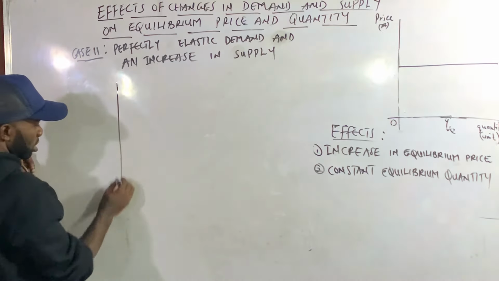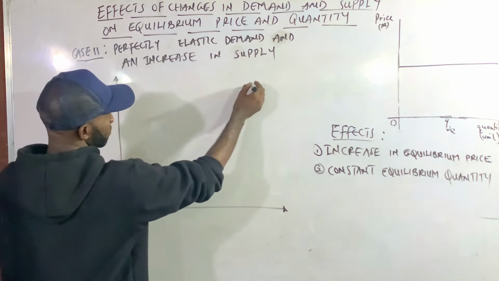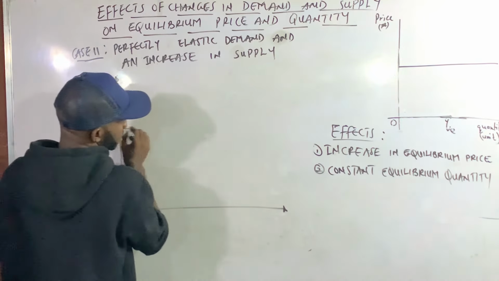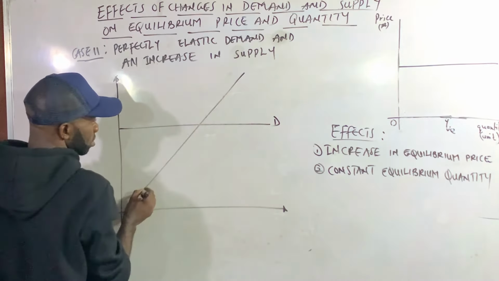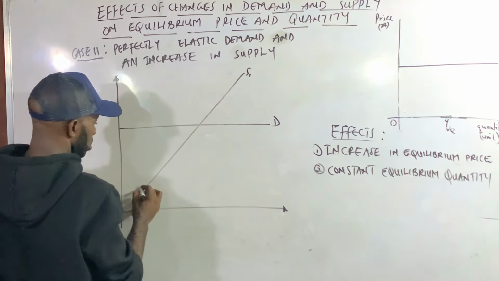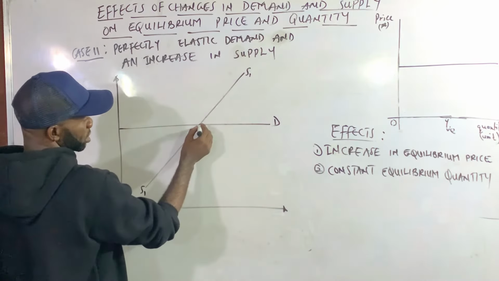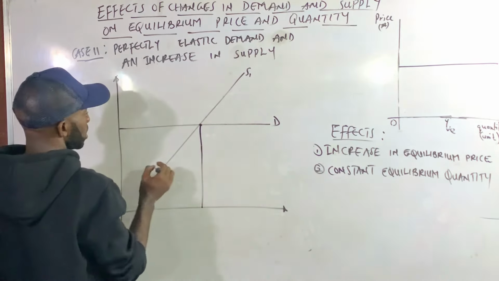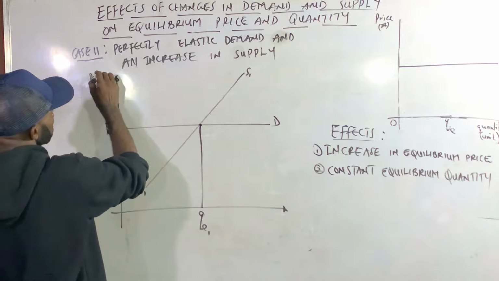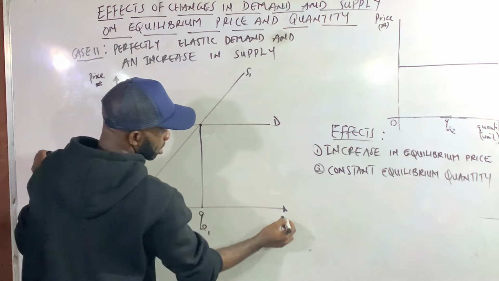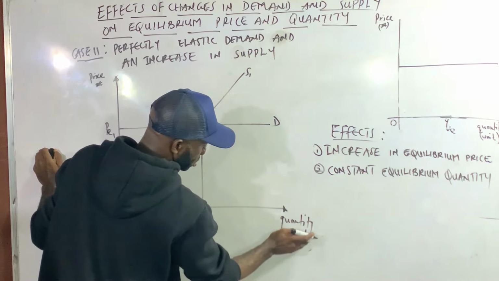Don't forget, it's still part of the special cases. And I will have a demand curve that's established in this form, and I will have a supply curve S1. This is the equilibrium point. Trace it to the price axis, trace it to the quantity axis. And this is what we have, QE1, PE1. Price in Naira and quantity in units.